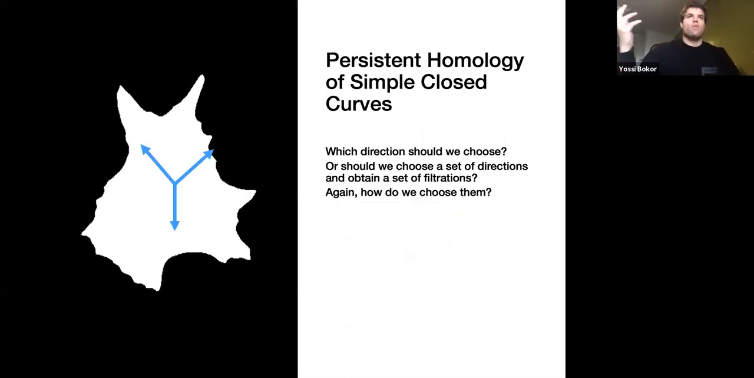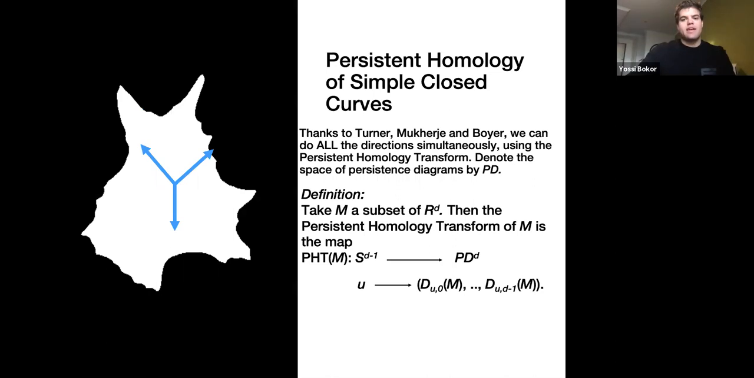And then how do you pick which direction you take this height function in and go from there? Well, thanks to Kate Turner, my supervisor Sayan Mukherjee, and Doug Boyer, we can take all the directions simultaneously. So in this particular instance, we have S1 directions. Again, my computer loves to think that a circle is a discrete object. So every time I tell it, no, there's another one, it's like, no, you are crazy. This is the maximum number of points I can have on a circle, and that's it.